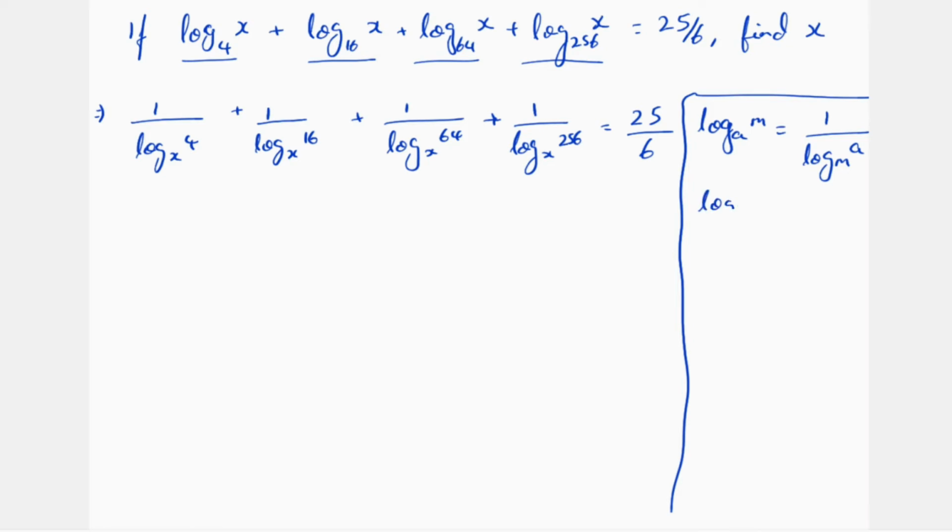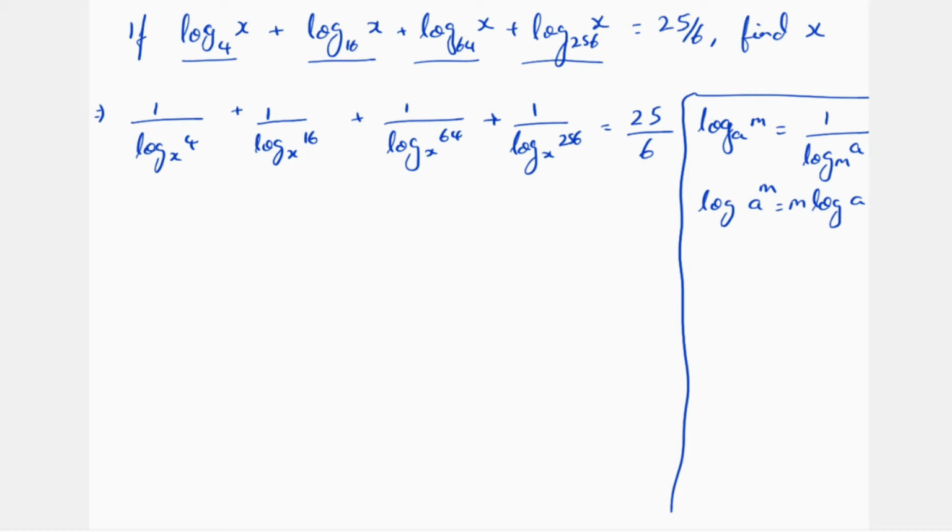When I have log of a power m, it is nothing but m multiplied by log of a. That is, whenever I have log of a value which can be expressed as an exponent of some base, I can take the exponential power to the front and multiply it with log of that base number alone. Log of a power m is equal to m into log of a. Keeping this in mind, I can see that in all the log values that we have, they are all multiples of 4.